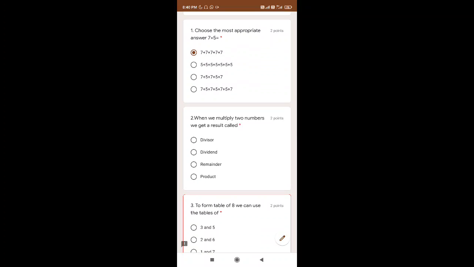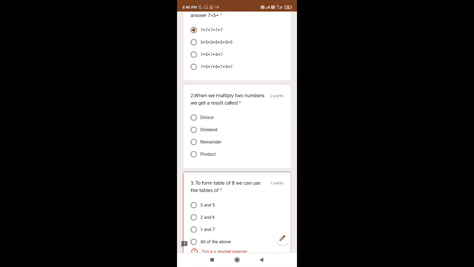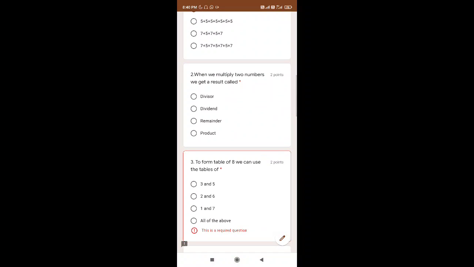Then question number 2. When we multiply two numbers, we get a result called option A divisor, option B dividend, option C remainder, option D product. So students, when we multiply two numbers, we get a result and that is called your product. So option D will be the correct answer. When we multiply two numbers, we get a result called product.